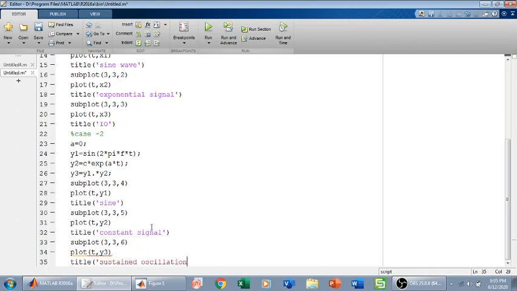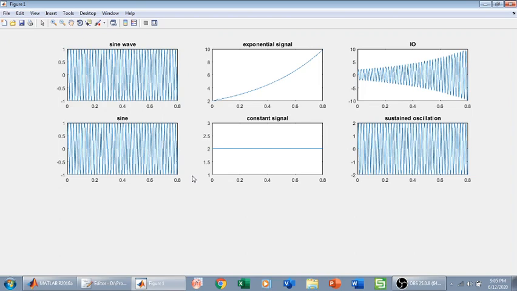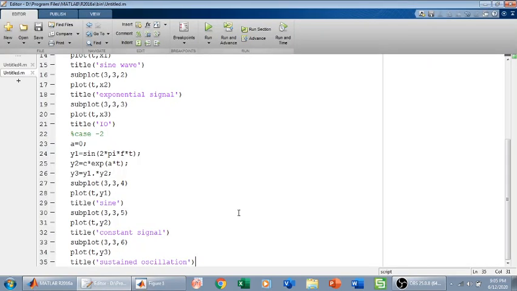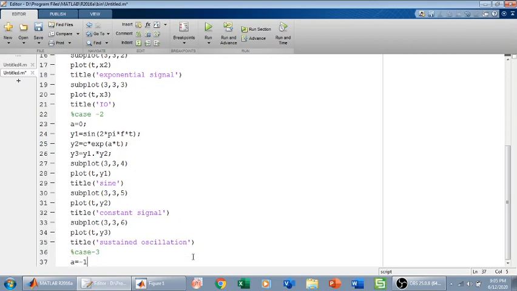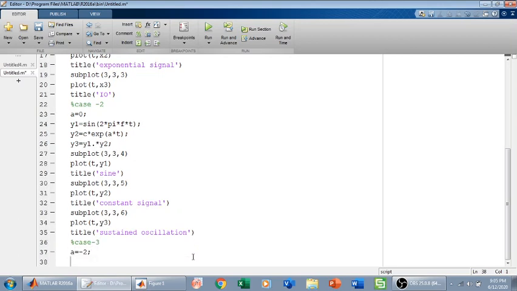Hopefully we will now have an increasing oscillation as well as a sustained oscillation in figure 1. Here we go, we have an increasing oscillation. This is position 1 in the subplot, position 2, position 3, position 4, position 5 and position 6. This is sustained oscillation because the magnitude of the oscillation is maintained. Now we will plot case 3. In case 3 we have a negative value of a, for example -2.